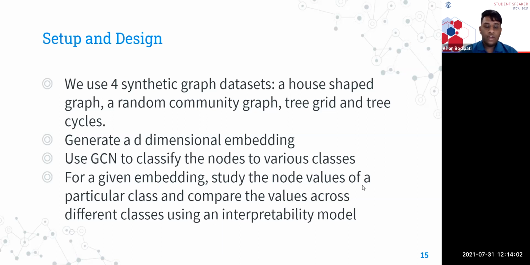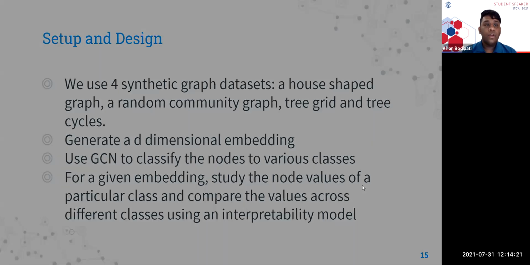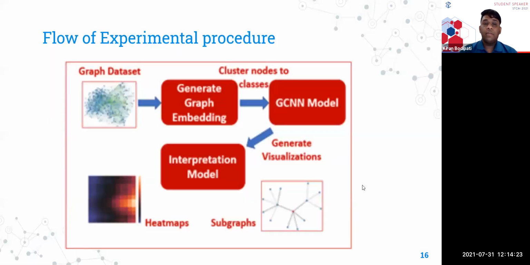A graph convolutional network was used to classify the nodes and generate a d-dimensional embedding for each of the classes. For a given embedding, the node feature values of a class are studied and compared across those of another class, and we make use of interpretability models for this. Okay, so this is the experimental flow that I just described to you earlier in a pictorial way. Let me pause for a minute while you can take a look at this.